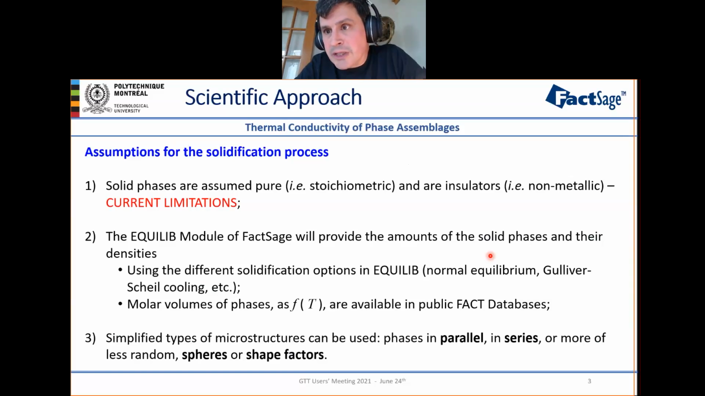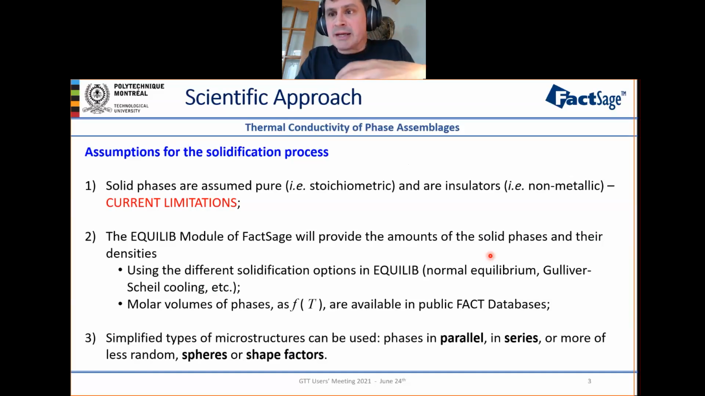First of all, we will be working with insulators, non-metallic phases, because the electronic contribution to the thermal conductivity is not yet developed in the model. And we will be working with pure stoichiometric solid phases, no solutions. These are still current limitations of the model. And we assume that the Equilibre module of FactSage, with the proper databases, will provide a very good estimate of the volumetric fractions of the phases. This is their mass distribution at equilibrium and their volumetric properties, giving the volumetric fractions.